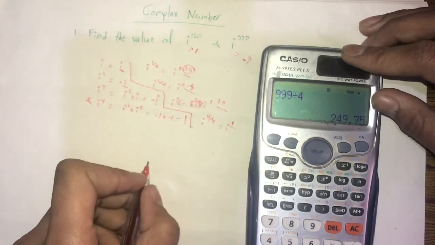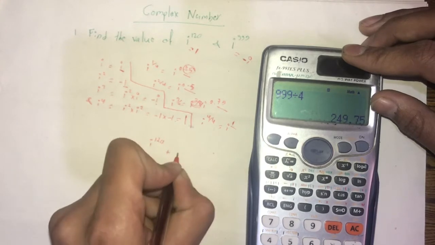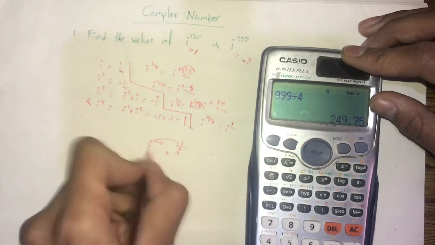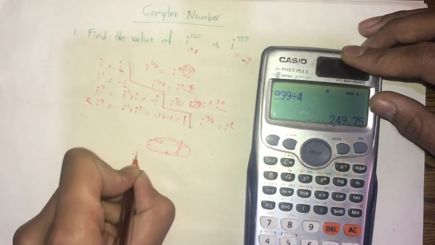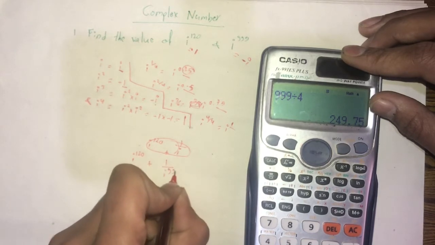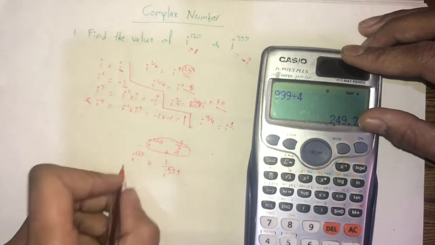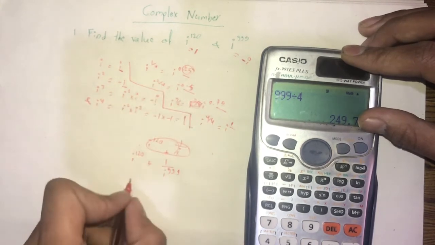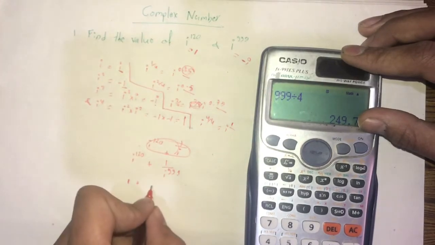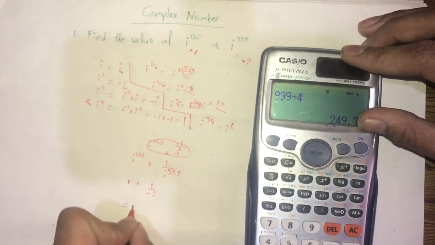Again, let's take another: i to the power 120 plus 1 by i to the power 999. What do you write for this? Okay, i to the power 120 means 1, we have noted 1, plus i to the power 999 means 1 by minus i, we have noted this also, which is equal to 1 minus 1 by i.